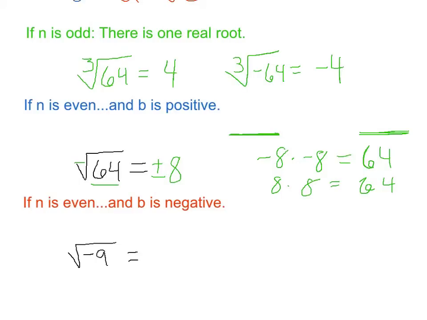Now, keeping that in mind, if n is even, but our radicand is negative, what's the square root of a negative 9? Well, we know the square root of 9 is 3, and the square root of a negative number is i, the imaginary number. So we say there are no real roots of b if my index is even and my radicand is negative.